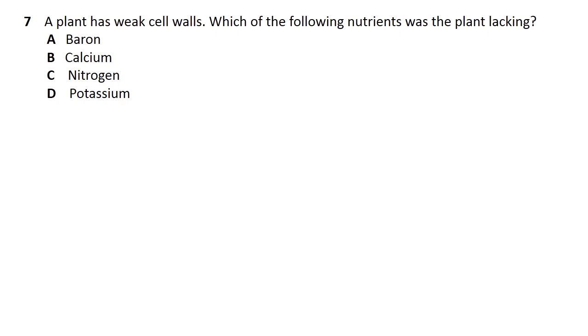Question number 7. A plant has weak cell walls. Which of the following nutrients was the plant lacking? A, boron, B, calcium, C, nitrogen, D, potassium. So here it will be calcium, since calcium is responsible for the formation of the cell membrane and the cell wall.